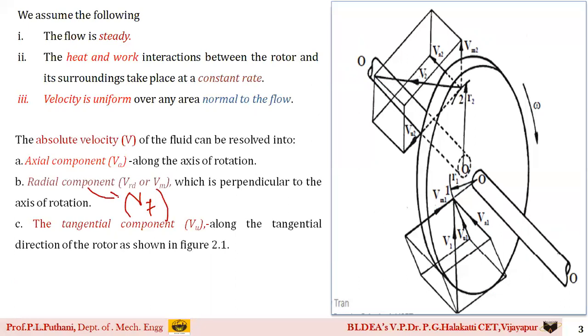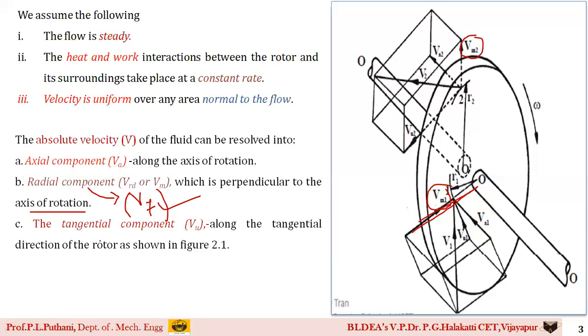The radial component is nothing but the flow velocity VF itself, which is perpendicular to the axis of rotation. It is VF, VM1, or even VRD in some textbooks. I will consider VF as my symbol, the velocity of flow component. Here also we have the velocity of flow component, at this position of the outlet triangle.